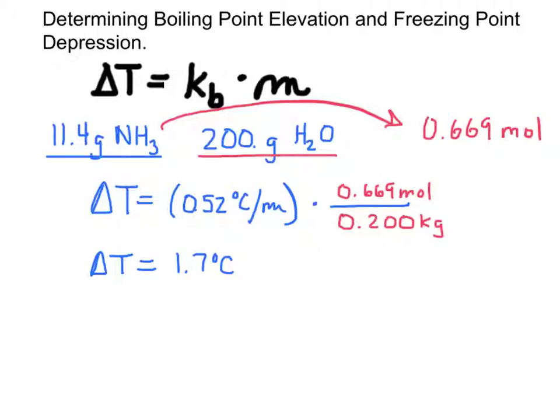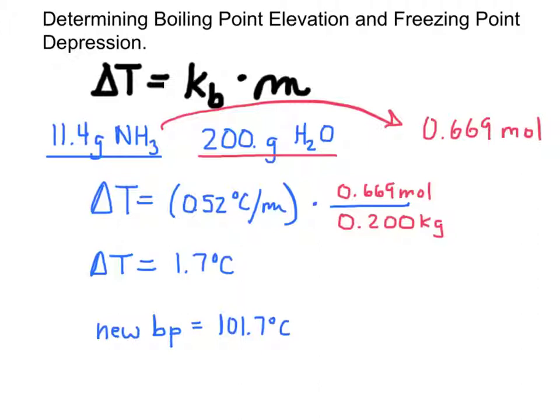So in other words, if the boiling point for water is 100 degrees, the new boiling point for this solution would start at 101.7 degrees Celsius. Boiling point elevation causes it to go up.